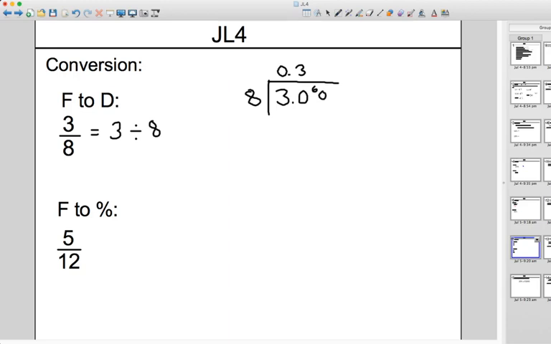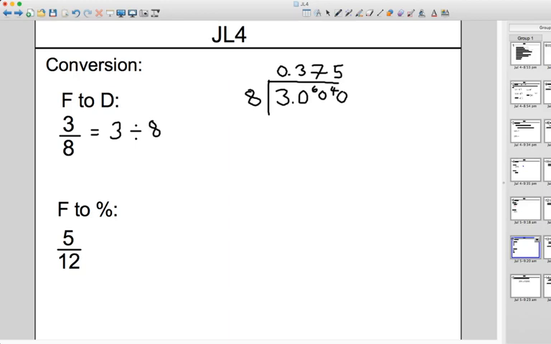8 into 60. 8 times table. 8, 16, 24, 32, 40, 48, 56. So counting on my fingers, there's 7 there. 7 eights are 56. Gives me a remainder of 4. And 8 goes into 40 5 times. So the answer to that is 0.375.